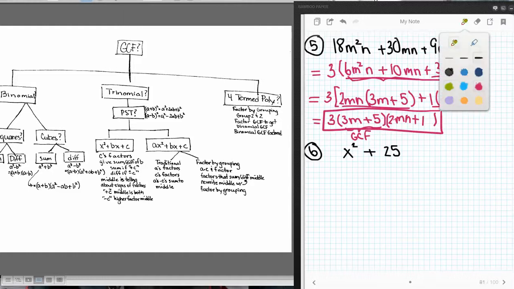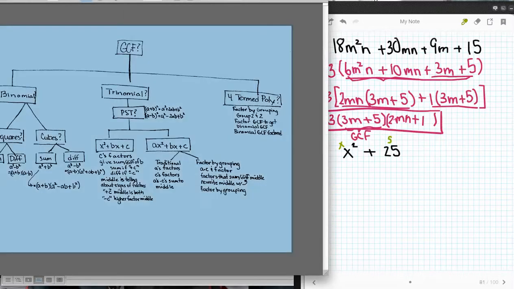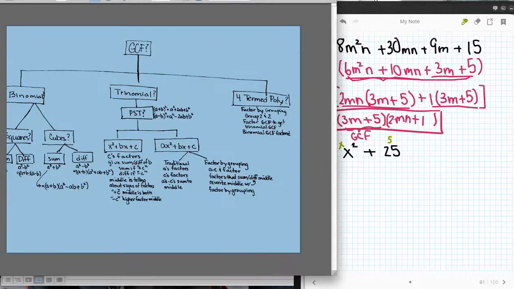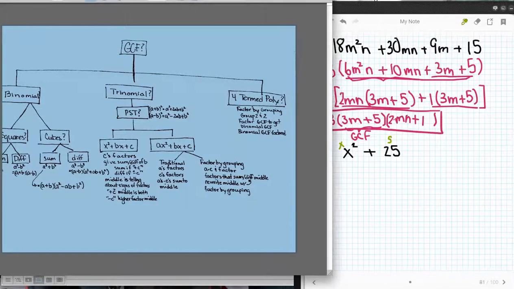Now moving on to problem number 6. Problem number 6, there's no GCF, so I move down to binomial. So binomial, and I need to know is it squares or cubes. Well, x squared, that's a square, and 25, that's a square. And then I see sum or difference. Now, I think my little worksheet got cut off here for squares, and that should say the sums.